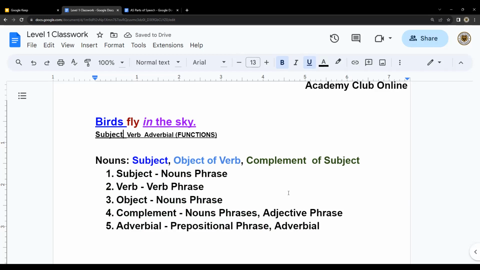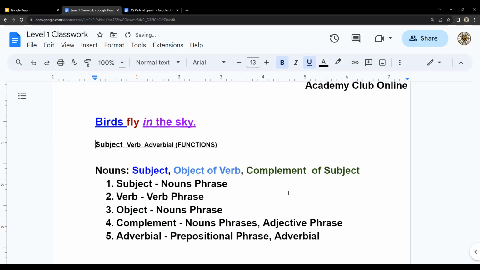Okay, so these are the functions. And then podemos ir un nivel más abajo, ¿no? Birds son nouns, right? Verb se queda igual. Okay, now in the sky, this is going to be prepositional phrase. Okay, this is a prepositional phrase. Y estas son frases.